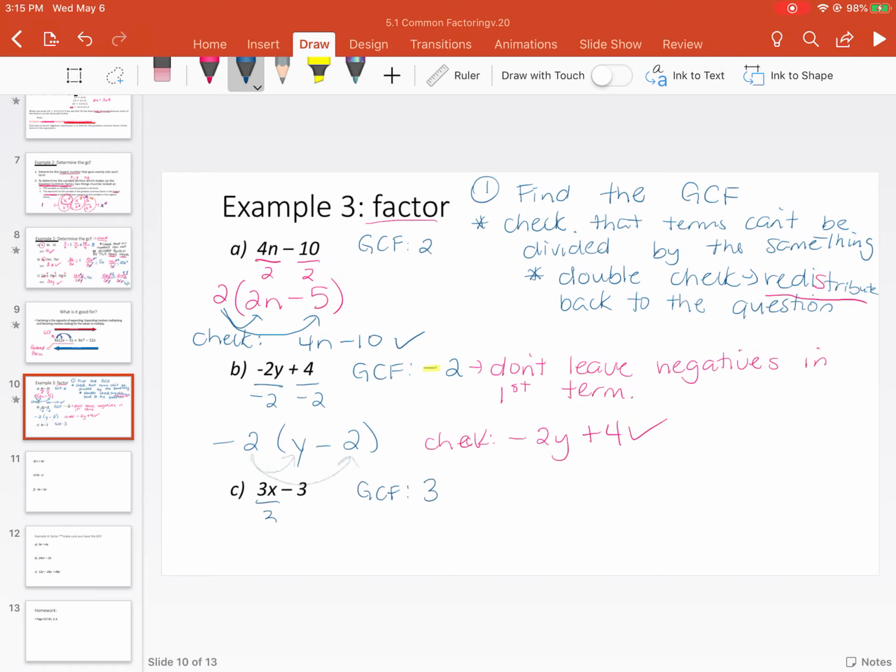So sometimes the questions are really simple, like this one. These two numbers are the same, so the greatest common factor is going to be 3. So then 3x divided by 3 is 1x. So again, normally we don't write the 1. If you did, I would not take marks off. And then negative 3 divided by 3 is negative 1. Go back and check.